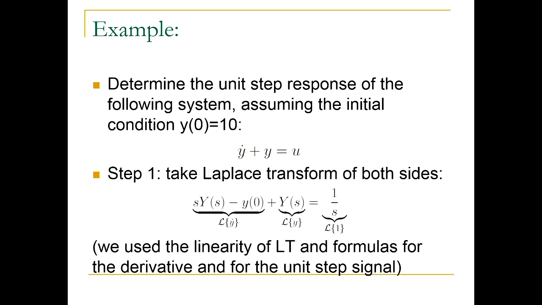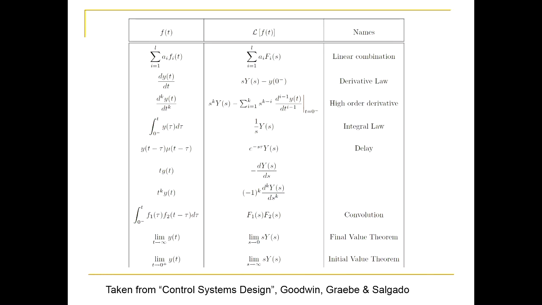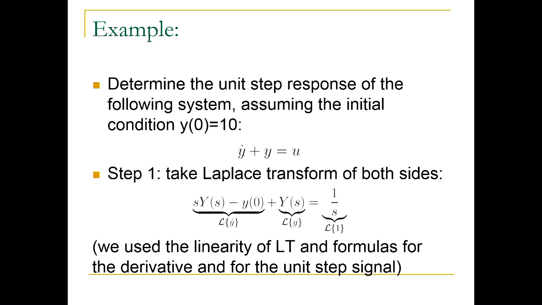So how do we solve the problem? We take the Laplace transform of both sides. The Laplace transform of this derivative is basically this. That's exactly what the tables of Laplace transforms told us. If you go back to the tables, second row, the Laplace transform of the derivative of a function y is s times y of s, which is the Laplace transform of y, minus the initial condition. That's exactly what this is. The Laplace transform of this term is y of s.